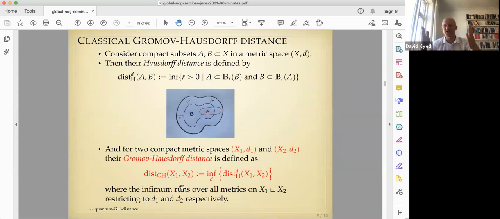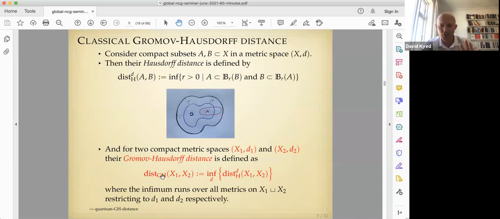And this is the same as looking at all isometric embeddings of the spaces into an ambient metric space and looking at the infimum over the Hausdorff distances in there. So Gromov got interested in this because he needed a slightly modified version of this in order to prove his famous polynomial growth theorem. And it also turns out to be important in computer science and even in cosmology.